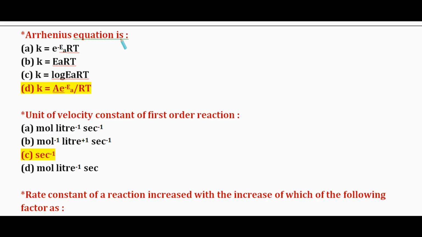Arrhenius equation is K equal to A e to the power minus Ea upon RT. Again see here, this is K equal to A e to the power minus Ea upon RT. Unit of velocity constant of first order reaction is per second or second inverse.